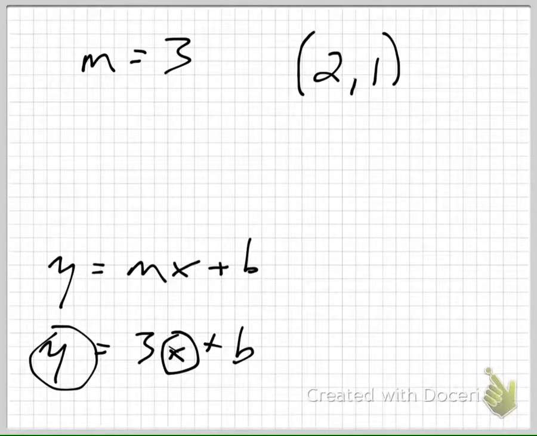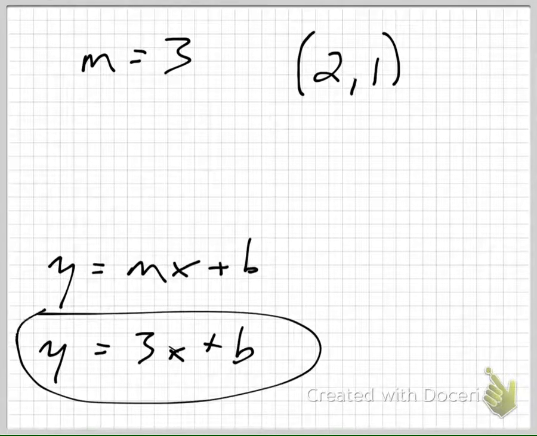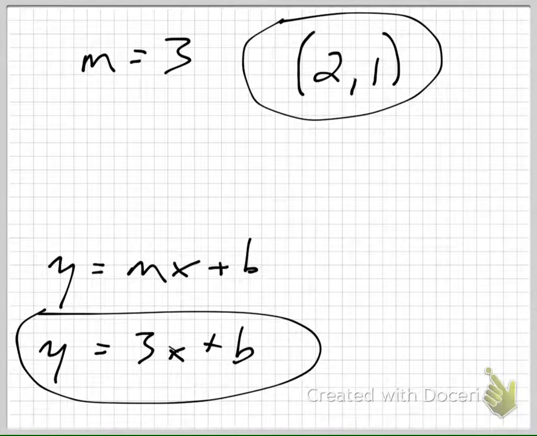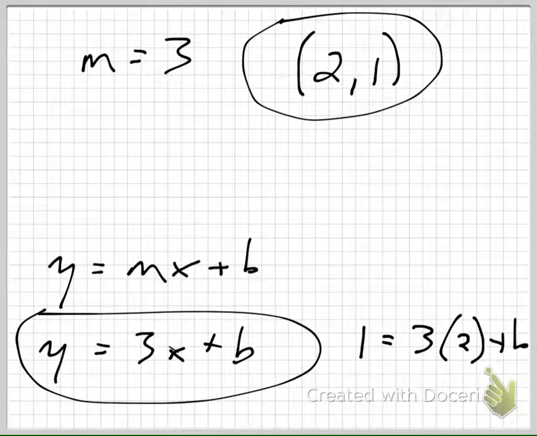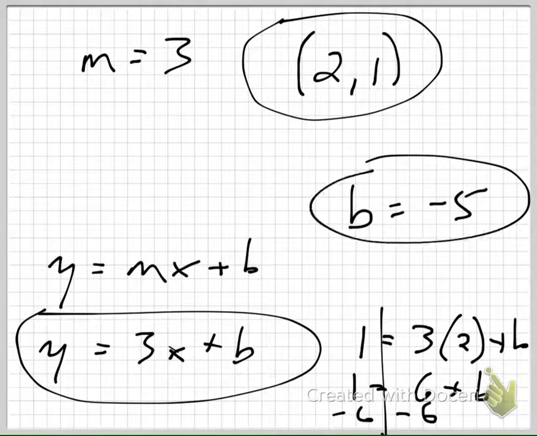So for right now, let's do this. We have this. Let's plug in x and y. X and y as in, here's our point, right? That's a point on the line, 2, 1. So let's plug it in. 1 equals 3 times what? 2 plus b. 1 equals 6 plus b, minus 6, minus 6. b equals negative 5. Does that make sense?